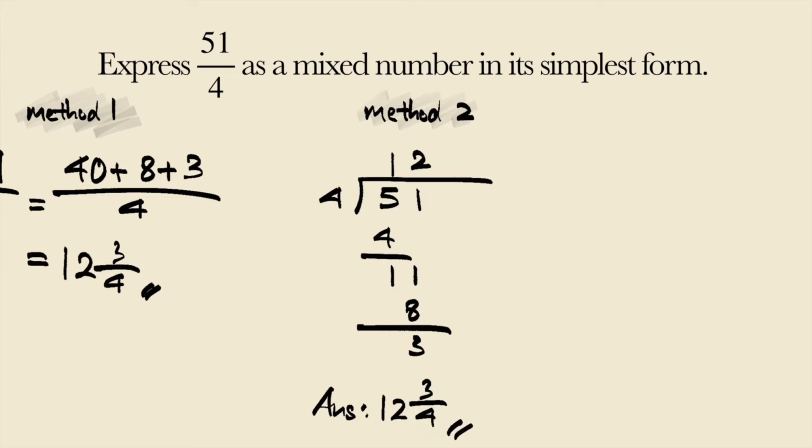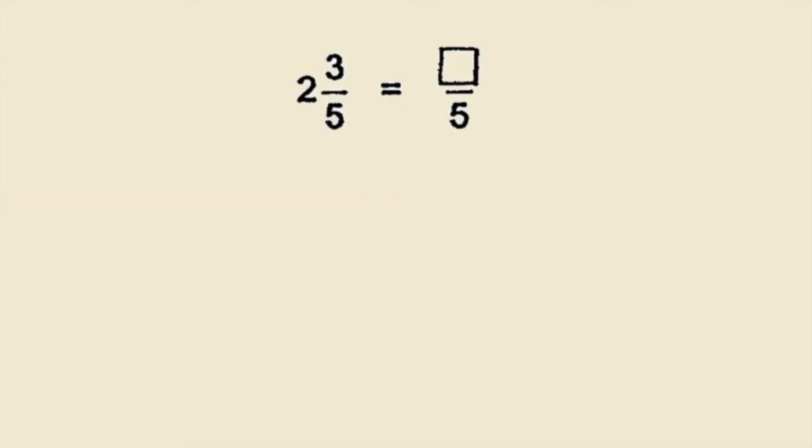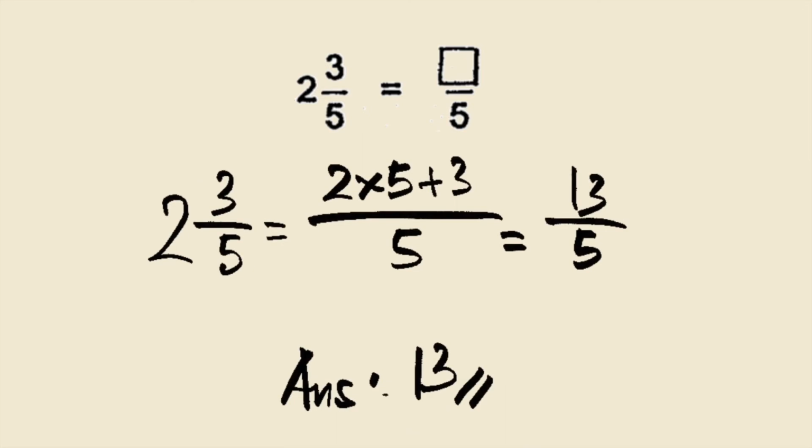Alright, so now we have this 2 wholes and 3 over 5 to be converted to this, which basically makes us convert to the improper fraction. So what we can do here is to understand that we have 2 wholes, okay, and then we take 2 times 5, that's 10, plus 3, that's 13. So our answer is not 13 over 5, however, the answer is what's in the box, 13.